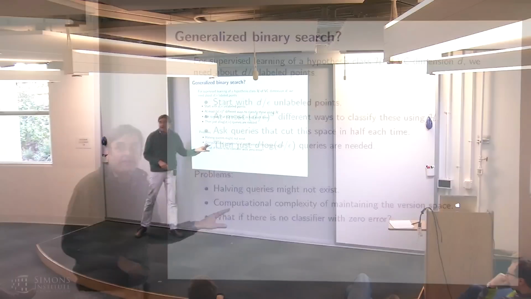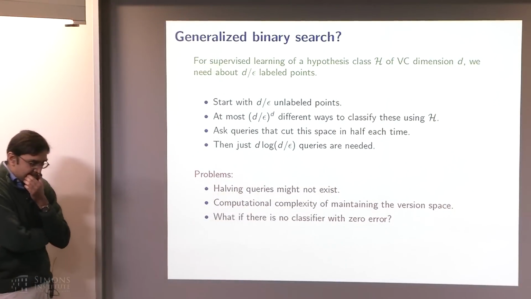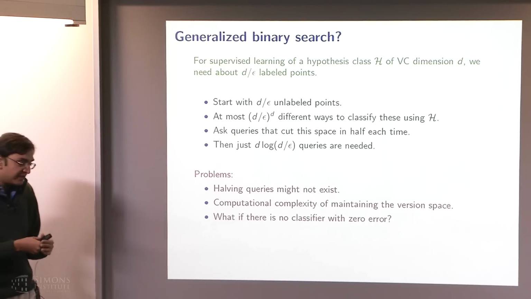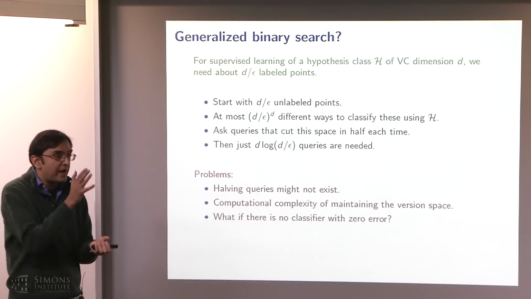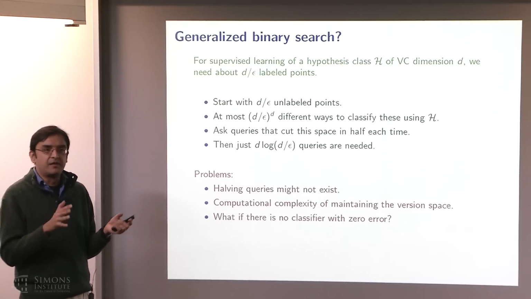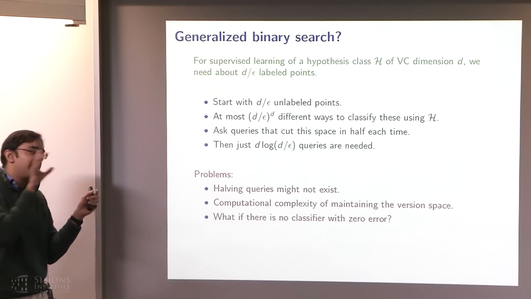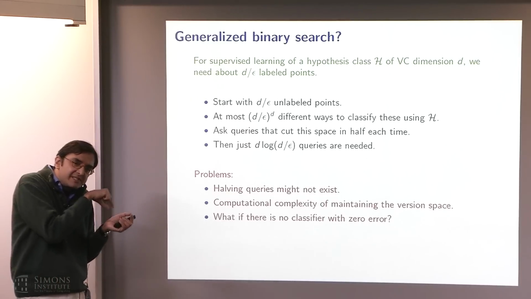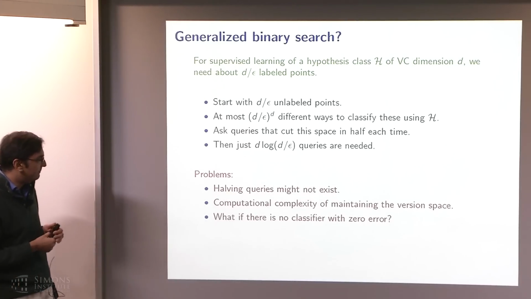Another issue with this generic framework is that, first of all, it's easy to construct instances where there are no queries that cut the space in half, or even close to it. Every query is highly biased. Almost all the classifiers think it's plus, and there's only a tiny fraction that think it's minus, or vice versa.